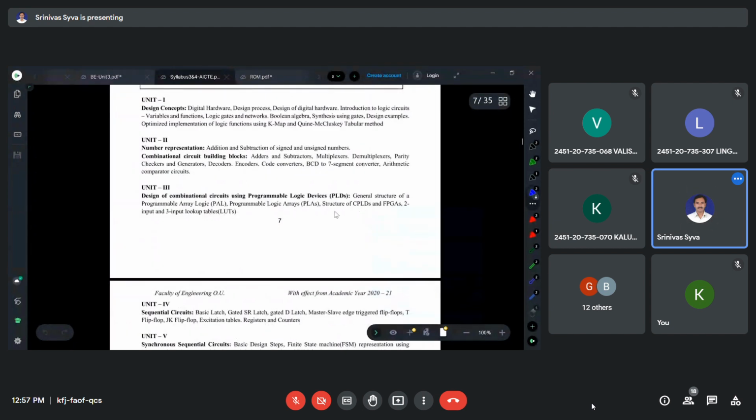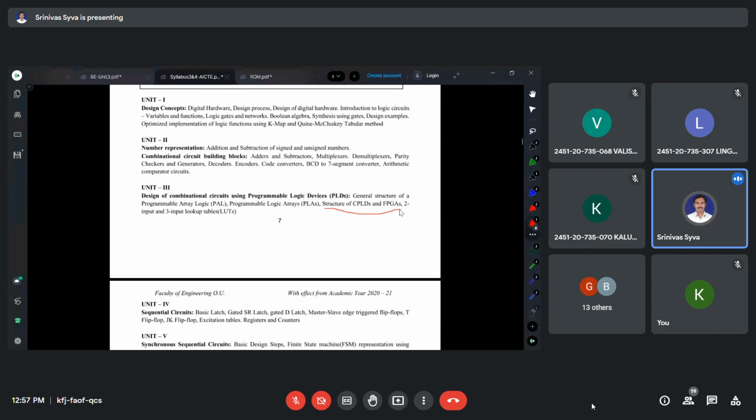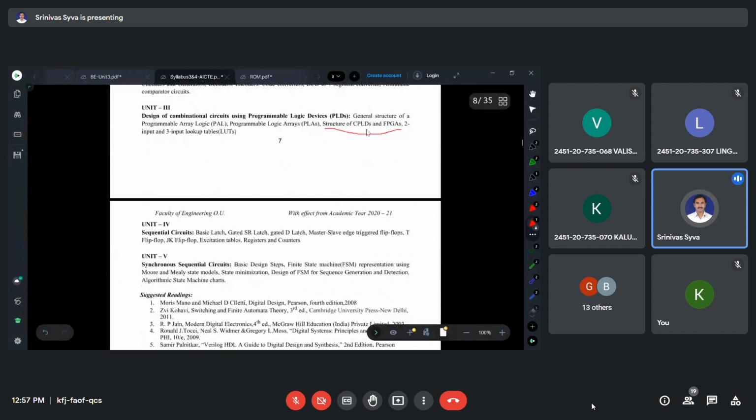The main topics were covered in unit 3, and the structure of CPLDs and FPGAs will be given to you as short notes only. I will give the study material on this, so that is not a big problem. That is not a main topic for our subject. It's only an introduction to CPLDs and FPGAs.